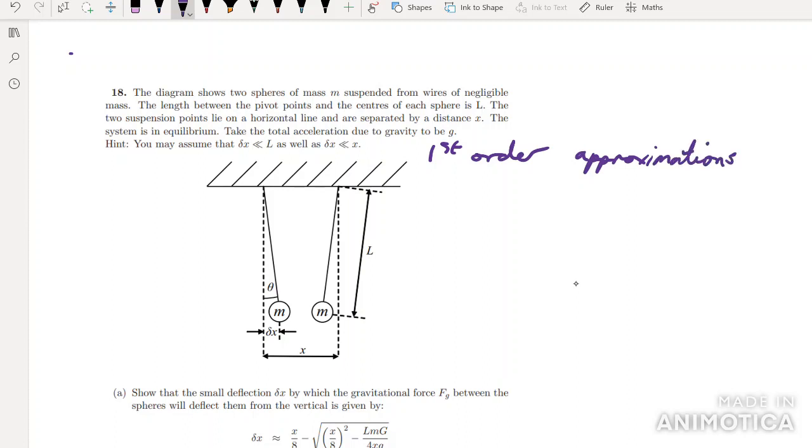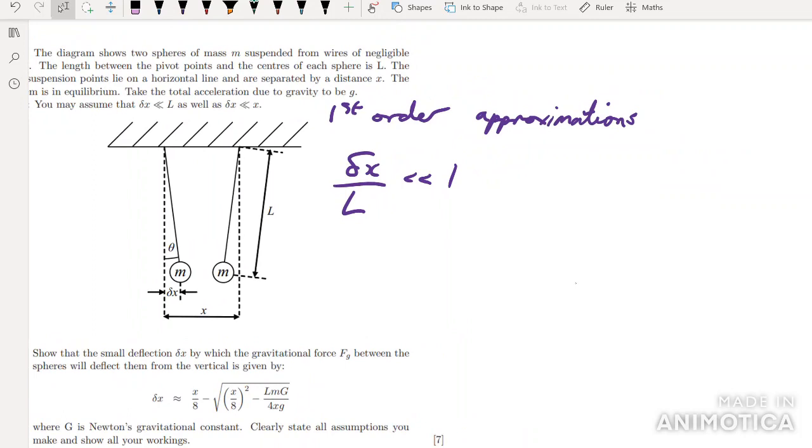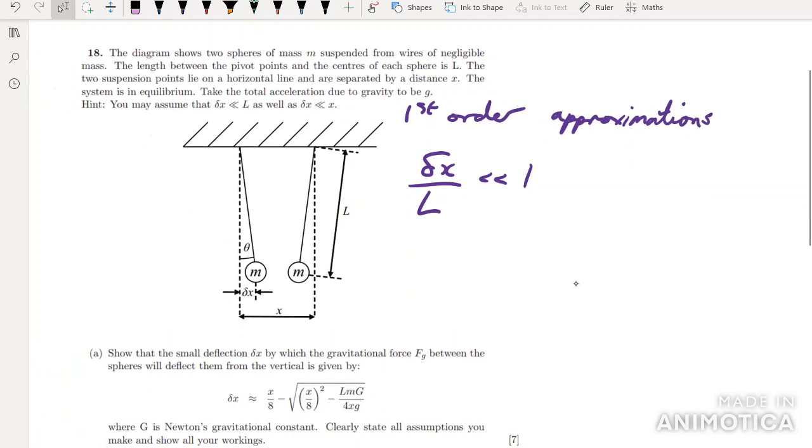Effectively, the way I think of this is that delta x is much, much less than L. That means that delta x over L is much, much less than 1. And same thing for delta x over x. But that does not mean that you can just get rid of anything that's delta x over L, because then you just won't have any delta x's in your answer. And as you can see, you need a delta x in your answer. So whenever you see this much, much less than thing, what does that mean?